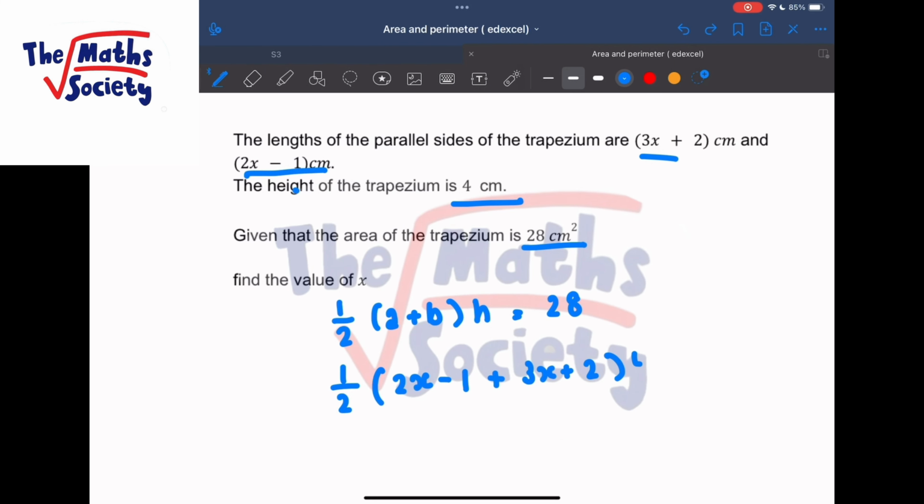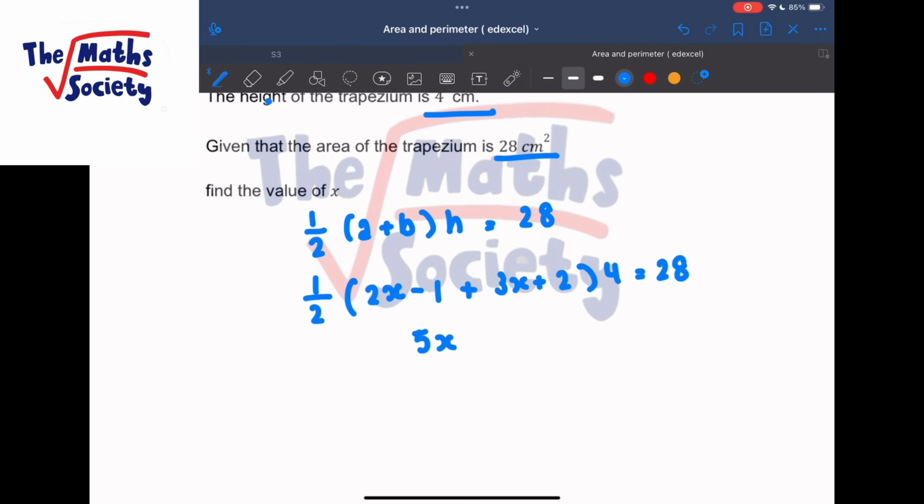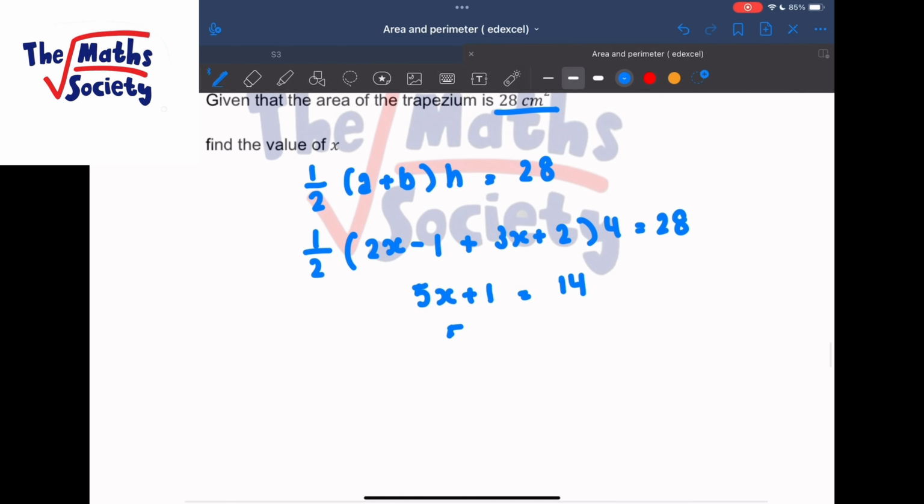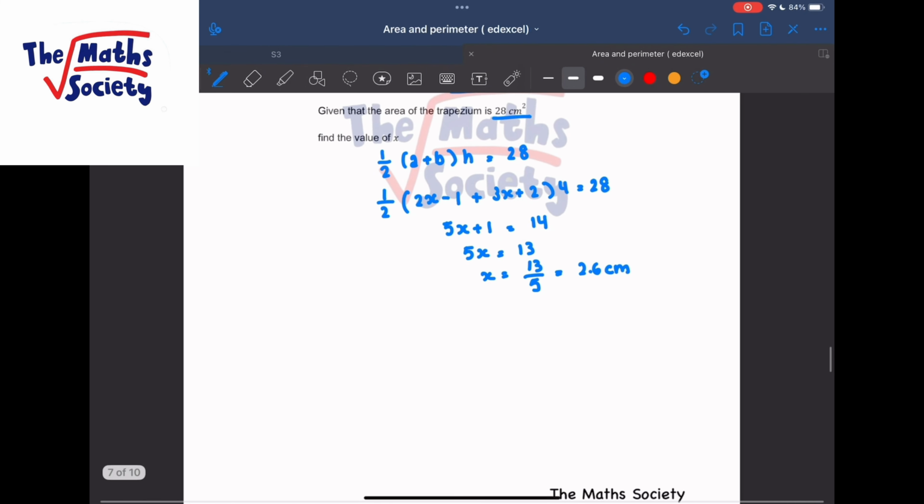Let's just substitute 4, equals 28. Then you'll have 5x plus 1 equals 14 if you divide them. And you have 5x equals 13. x equals 13 by 5, which is equal to 2.6. So then you will have that x is equal to 2.6. You don't even need to give centimeters. So x is equal to 2.6.